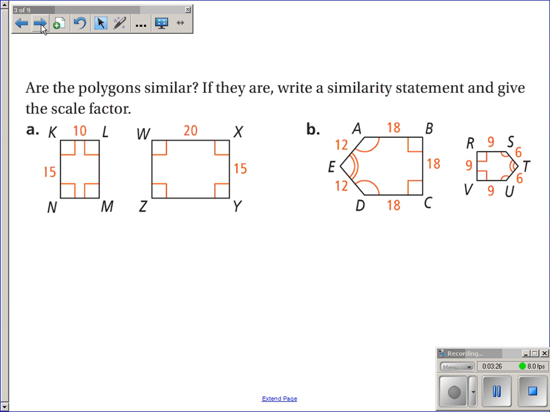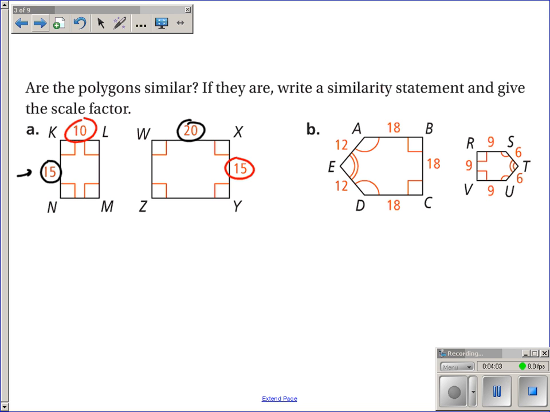Okay, are these polygons similar? And if they are, write a similarity statement and give the scale factor. Now looking at these two rectangles, if I thought of these as corresponding sides, it wouldn't work because 15 and 15 are the same and 10 and 20 are different. But if I thought about taking this one and turning it on its side, so I think about 15 to 20 as corresponding sides and 10 to 15 as corresponding sides, that might work.